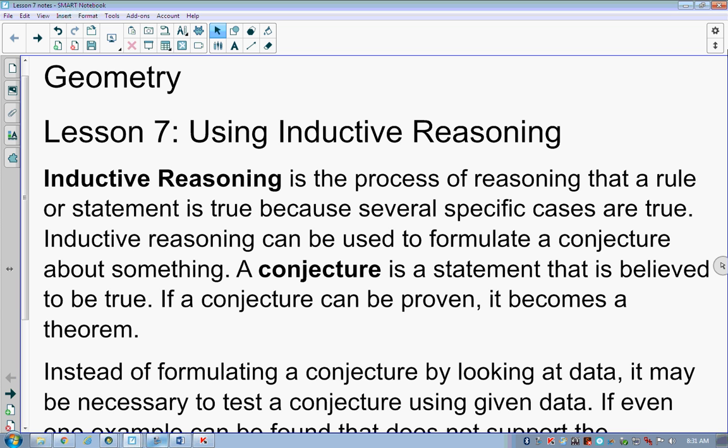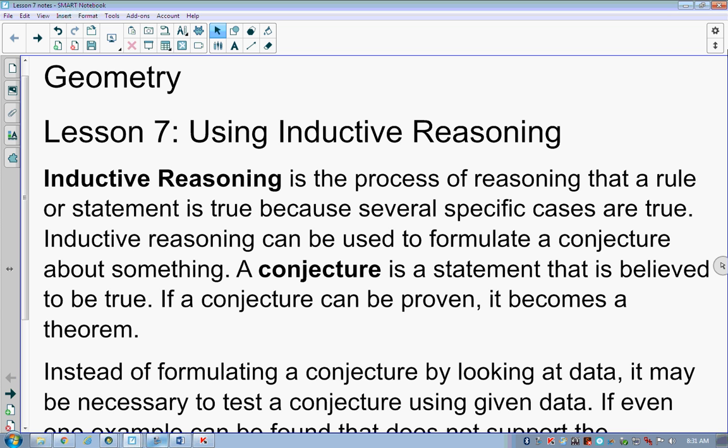Inductive reasoning can be used to formulate a conjecture about something. A conjecture is a statement that is believed to be true. Okay, so something that we believe. All right, if a conjecture can be proven, it becomes a theorem. Okay, but really, in all reality, we use another word that sounds a lot like theorem. What's another word that sounds a lot like theorem?